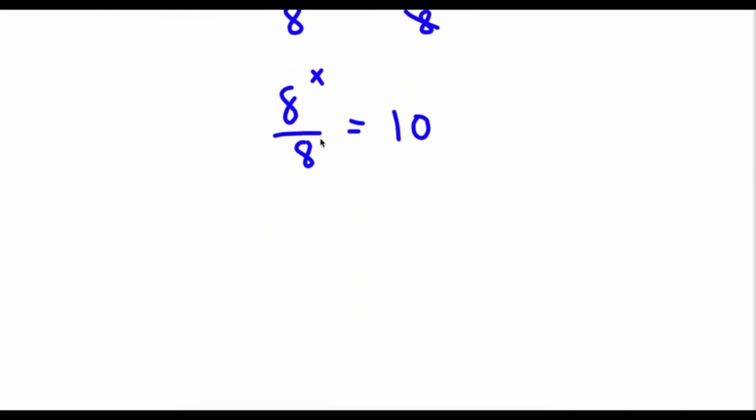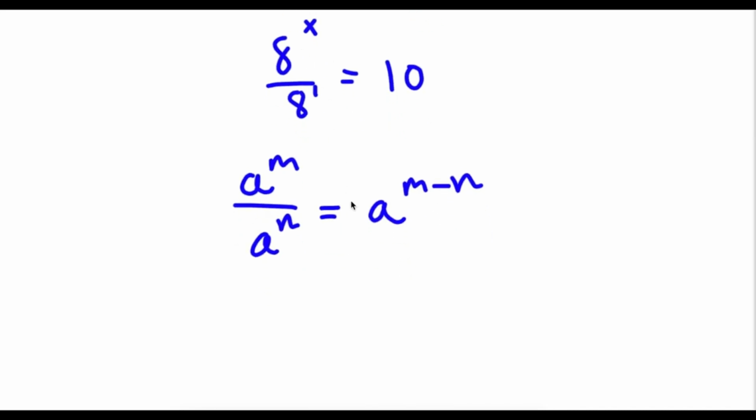Now 8 here, this is the same thing as 8 to the power of 1. And now if I have something in the form a to the power of m over a to the power of n, this is equal to a to the power of m minus n. So 8 to the power of x over 8 to the power of 1, that's going to equal 8 to the power of x minus 1. This is equal to 10.